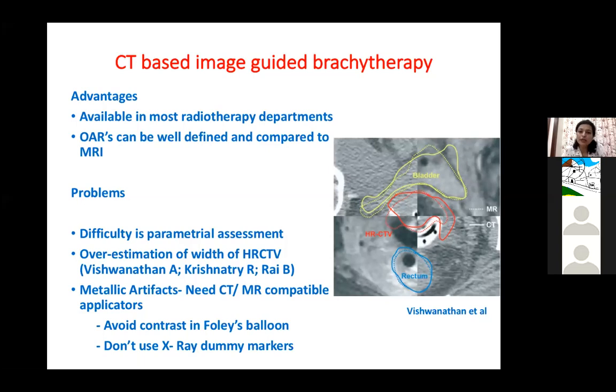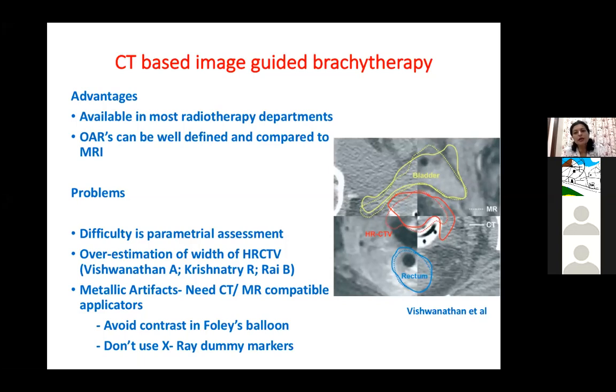And also on a CT, you cannot even see the intrauterine extension. So if there is an intrauterine extension on brachytherapy or at the time of diagnosis, you could be missing out on disease using the CT scan alone. In addition, even if we are doing CT-based image-guided brachytherapy, we need MR or CT compatible applicators, which are of course now available, as vendors are now providing only CT/MR compatible applicators, because metallic applicators create a lot of artifact. And of course, there are issues with the metallic dummy markers, which you cannot use.